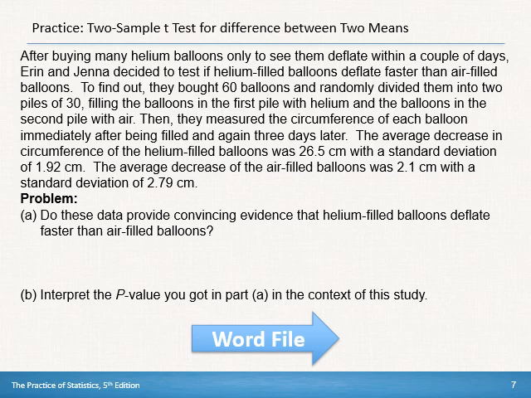All right. The question we have to ask is, do the data provide convincing evidence that helium-filled balloons deflate faster than air-filled balloons? That tells us that our alternative hypothesis is going to be that the number should be bigger for helium, because remember the number is the average decrease in circumference per balloon. So we think the helium number should be bigger than the air-filled, if that's what the question is asking. Do we have evidence that the helium loses air faster than the air-filled balloon?